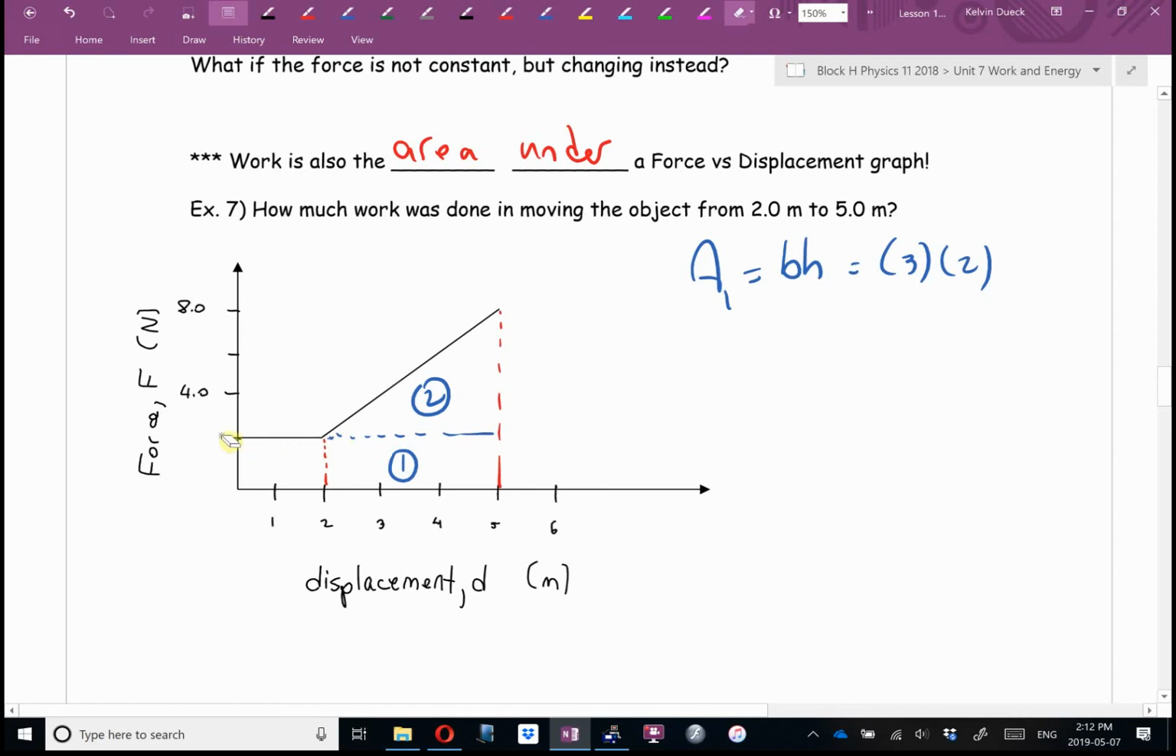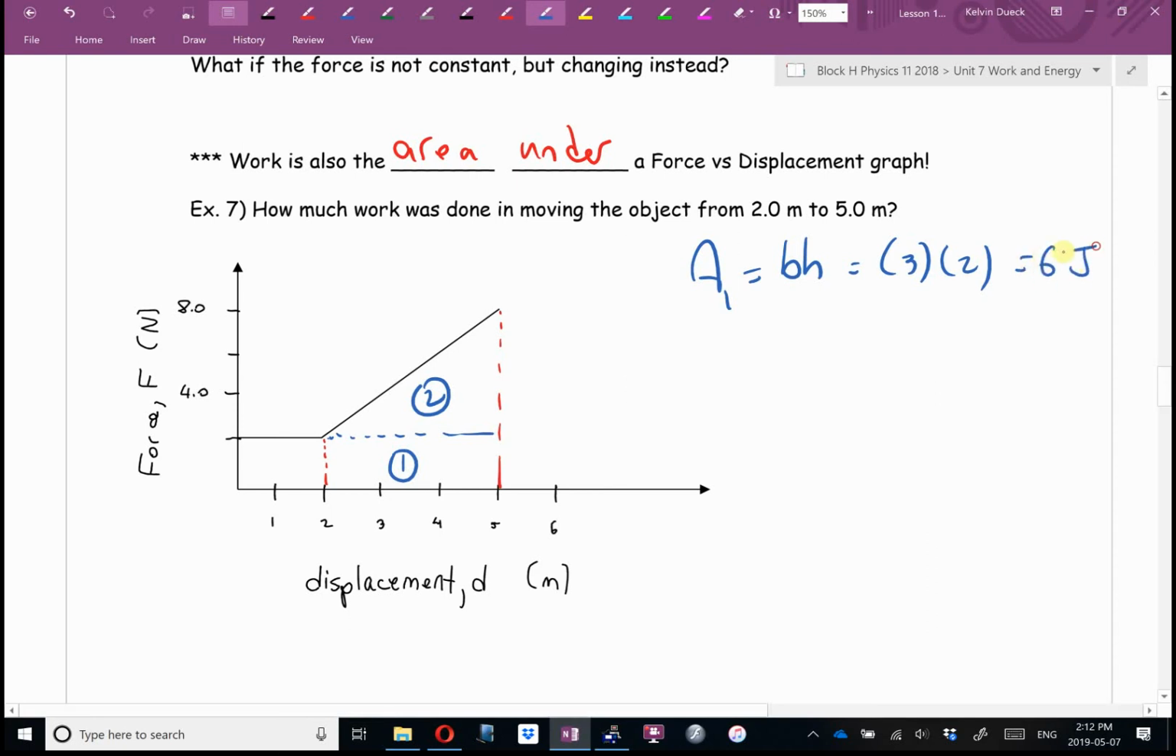Read across. Read across. Say it again. At 5 meters, how big is the force in newtons? Is that a constant force? That's why I can't use force times distance. So don't just go, oh, 8 times 5, 40. I have to find the area. In your head, 3 times 2?